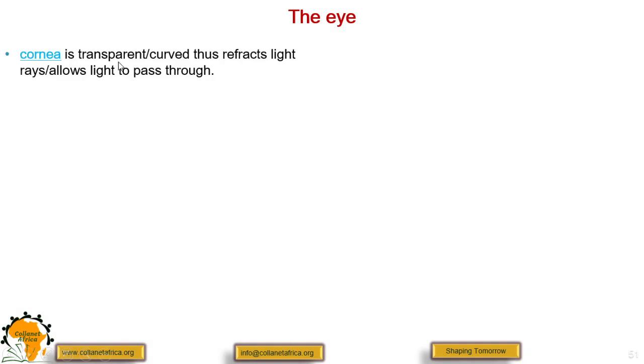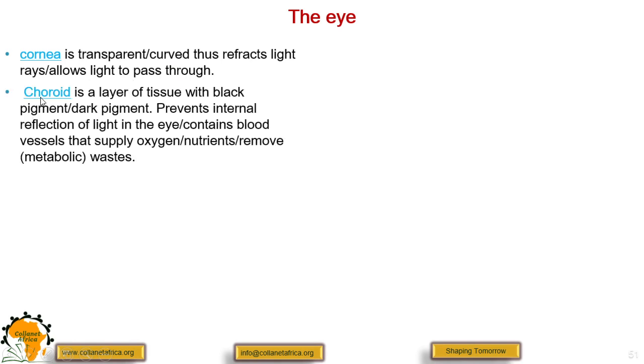We have cornea, and it is transparent. It is also curved, and therefore it refracts light rays, allowing light to pass through. The choroid layer is a tissue with black or dark pigment. It prevents internal reflection of light in the eye. This choroid is also richly supplied with blood vessels, and these blood vessels supply oxygen and nutrients to the eye, as well as removing metabolic wastes.